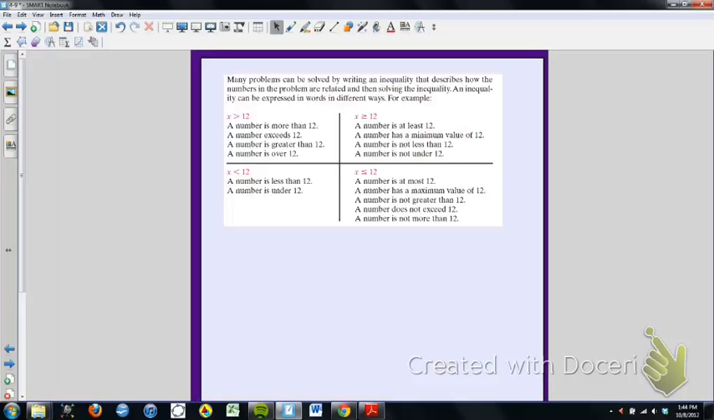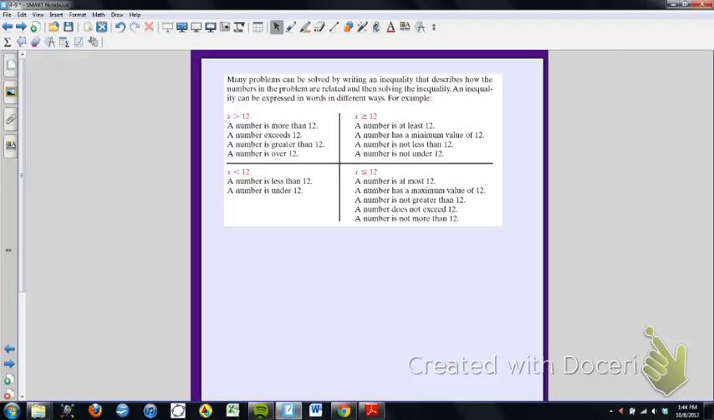Okay, so right now you want to pause the video and write down all of these things. These are words that mean these specific inequalities. So, for instance, x is greater than 12. That can be said as a number is more than 12, a number exceeds 12, a number is greater than 12, and a number is over 12.